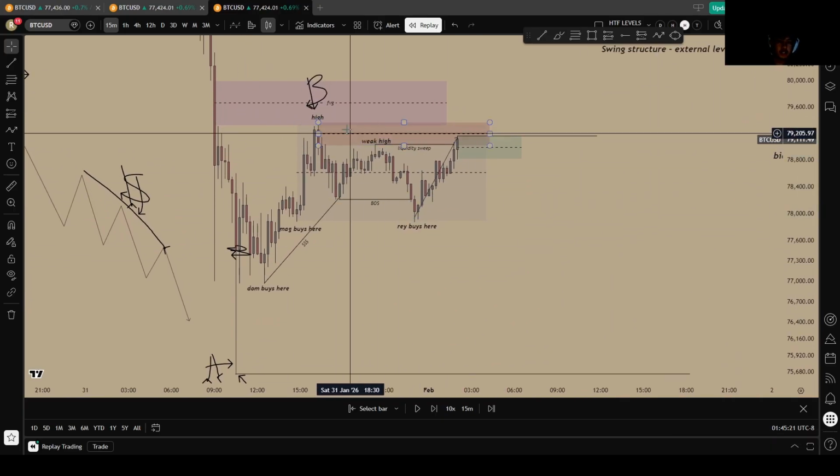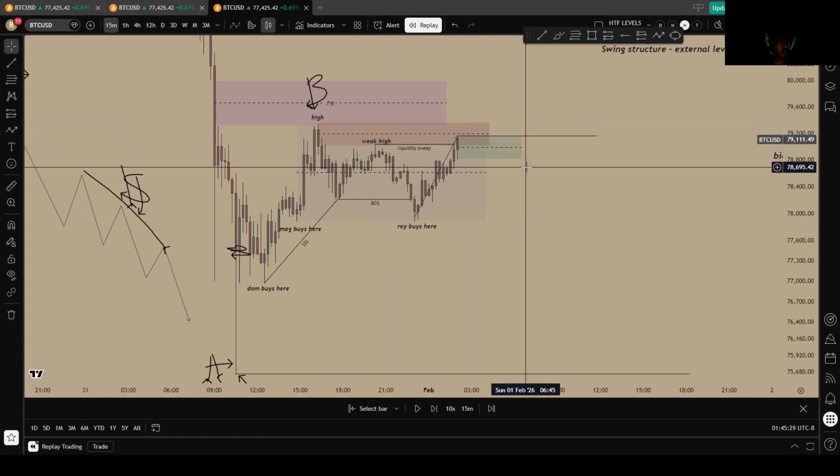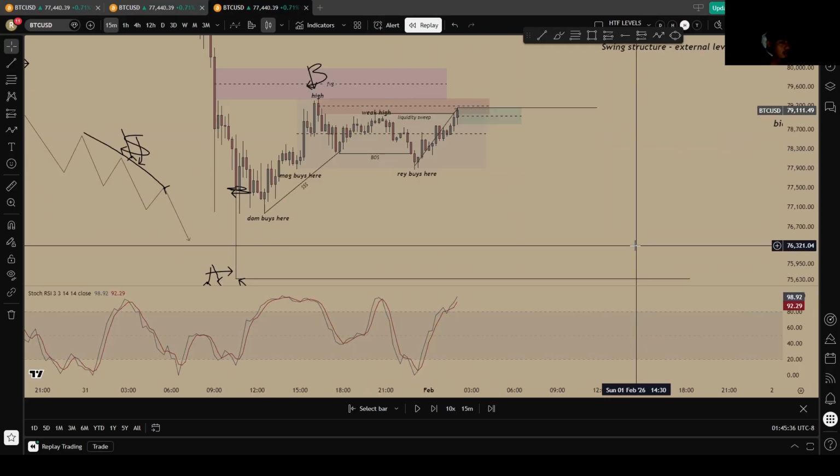So now that you understand this, we have this high, this weak high, this liquidity sweep. So now this is the question: how do we take the trade? This is actually the big question. Do we take the trade right now because it's out of the red box and it's a liquidity sweep and it's overbought? Nope. This is not where the trade is taking place.